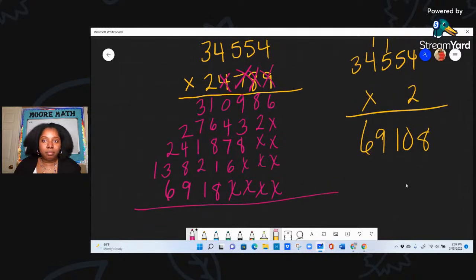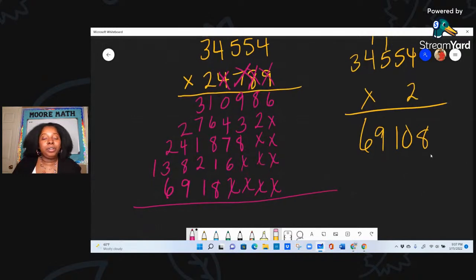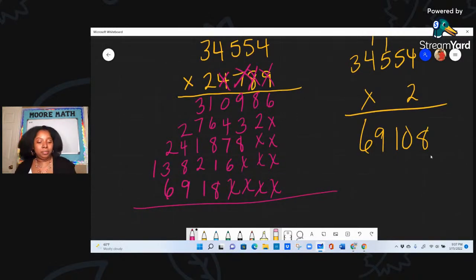Now, I want you to add them all together, and let's figure out what we get. Let me make sure. 4, 5 times 2, 4, 7, 8, 9. Ooh, that's a big number. All right, so it's just 6 in this column, so it's 6. 8 plus 2 is 10.